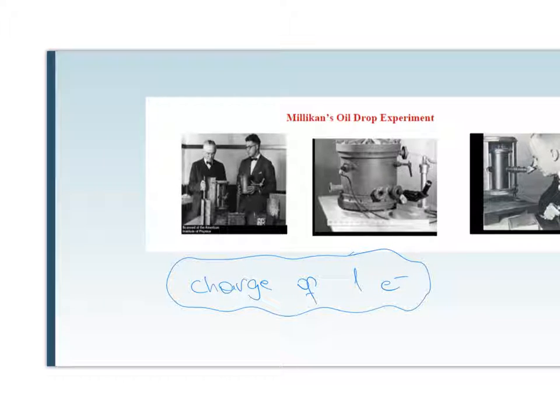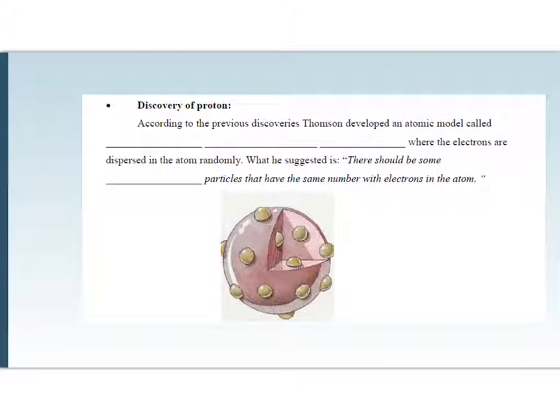Okay, now comes the discovery of the proton. According to the previous discoveries, Thomson developed an atomic model which is called the plum pudding model, where the electrons are dispersed in the atom randomly. What he suggested is there should be some positive particles that have the same number as the electrons. So this is what we call the plum pudding model of Thomson.